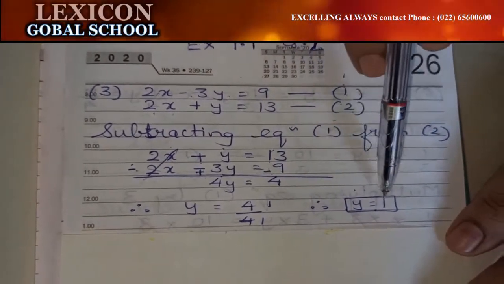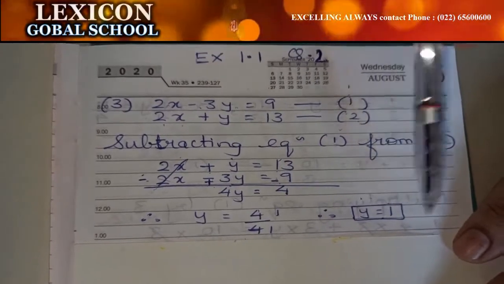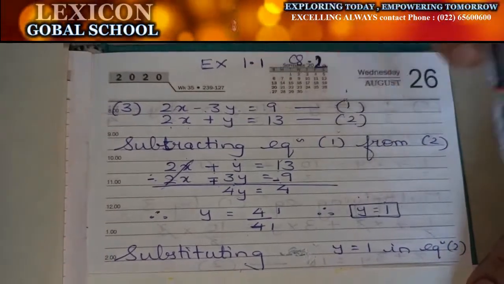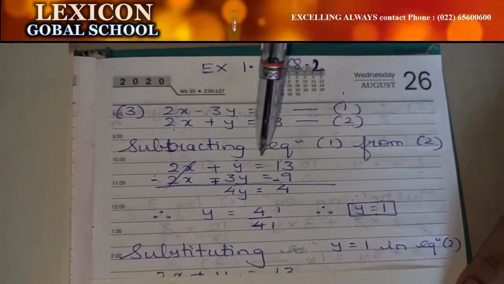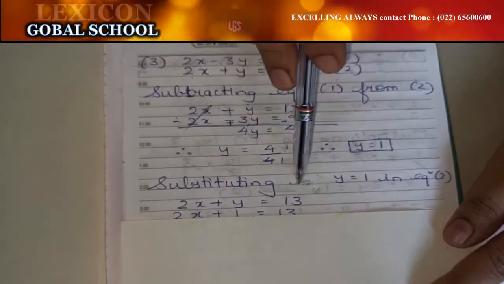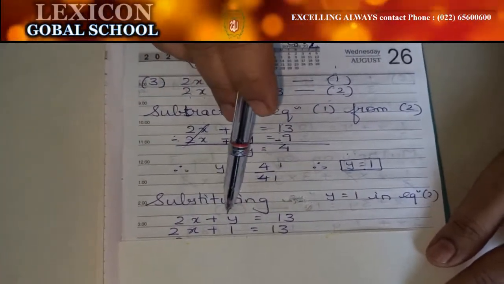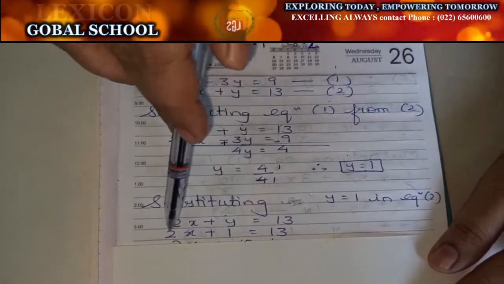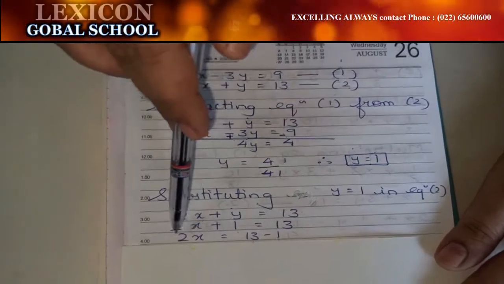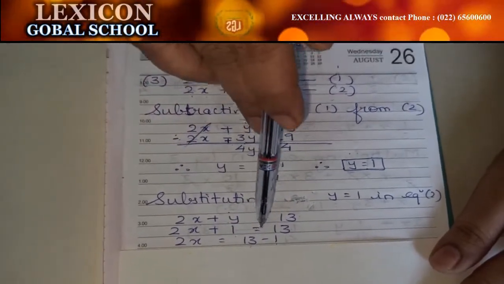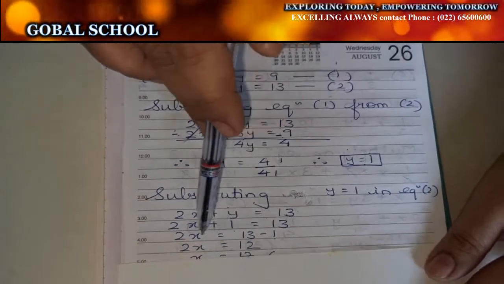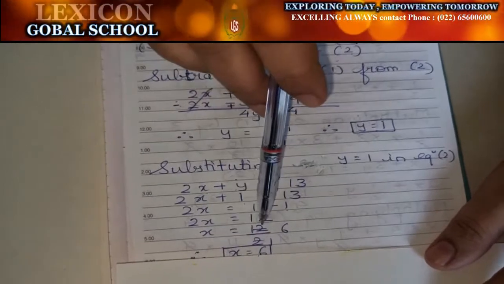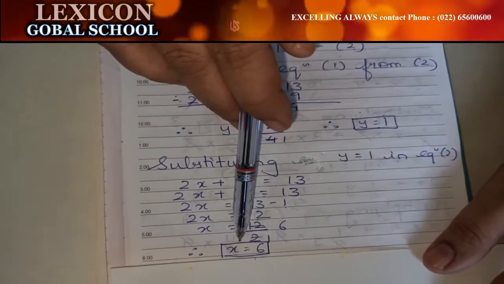Now what am I going to do, students? I will substitute this value of y in either equation 1 or 2. Substituting y is equal to 1 in equation number 2. 2x plus y is equal to 13. So I am going to substitute value of y. What is my value of y? 1. So where y, I will write 1. 2x plus 1 is equal to 13. So 2x is equal to 13 minus 1, which will give me 2x is equal to 12. So x is equal to 12 upon 2, that is x is equal to 6.